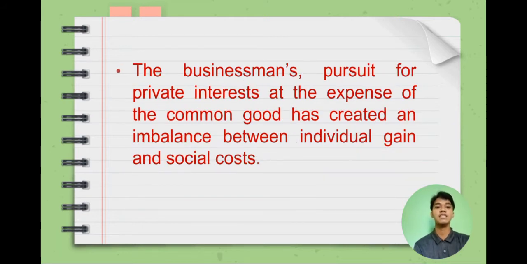And next is that the businessman's pursuit of private interest at the expense of common good has created an imbalance between individual gain and social cost. For example, some companies do not treat their chemical waste properly. Instead, they throw them anywhere or in the rivers. These actions obviously save the production cost, but due to this, it makes a river unsafe. In this case, private cost is minimized, but the social costs are increased.